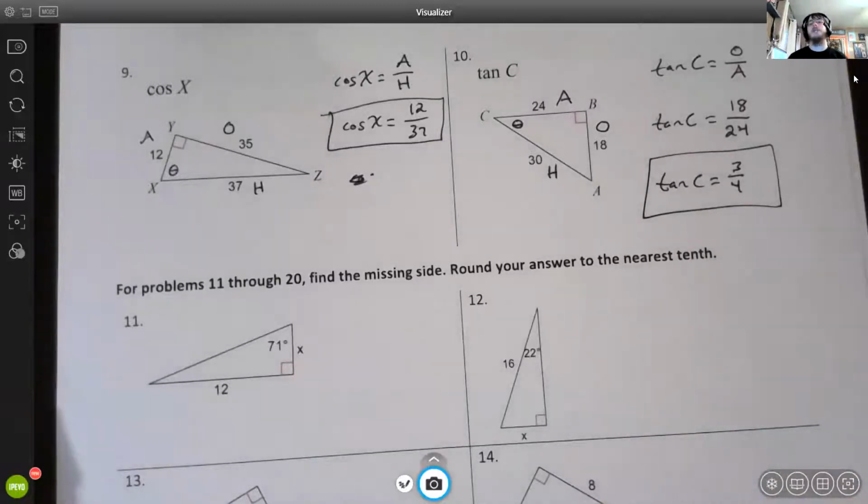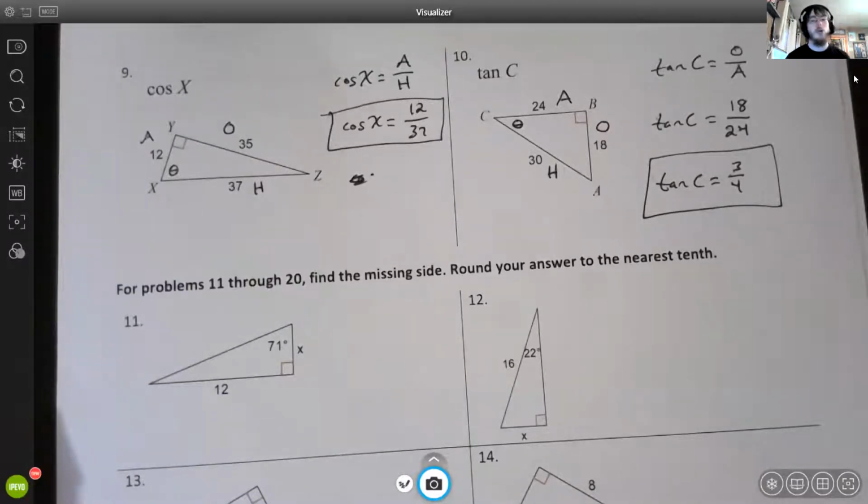And that's the basics of how to find the trig ratios when you know all the sides. So it's just determining a pattern using the correct fraction. All right, now for problems 11 through 20, what it wants us to do is find the missing side. And it wants us to round our answer to the nearest tenth.